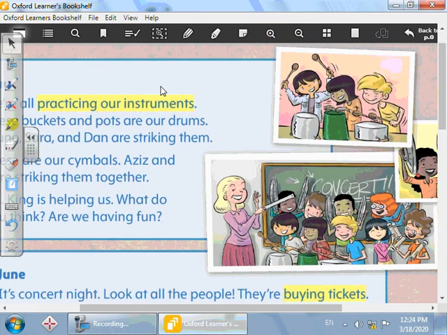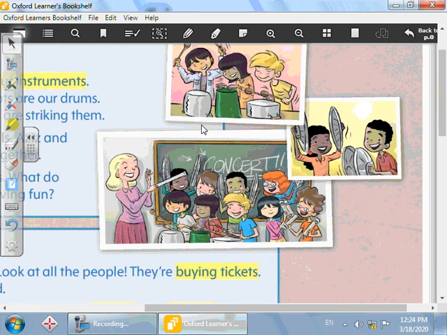Now, guys, I want you to look at the pictures here. What are the students doing? Super! They are practicing their instruments. Look at the drums. Can you tell me from what did they make the drums? Super! From the buckets and pots. What a smart idea, guys.